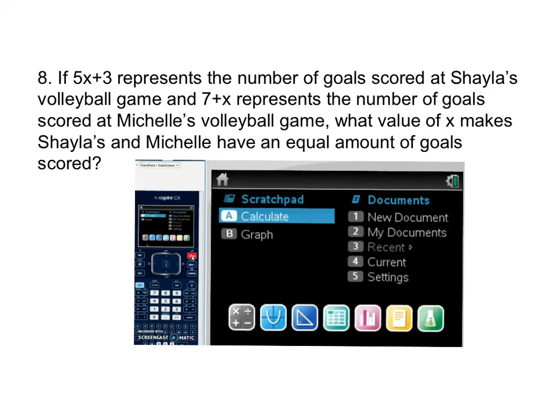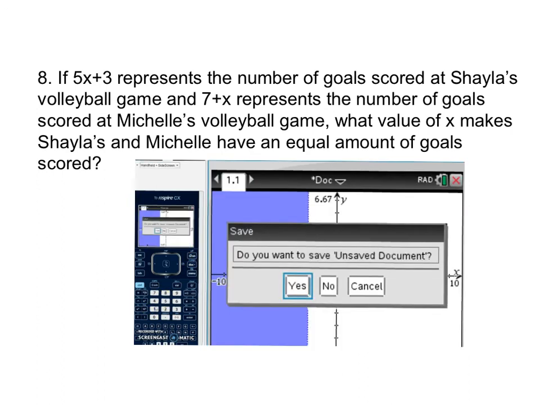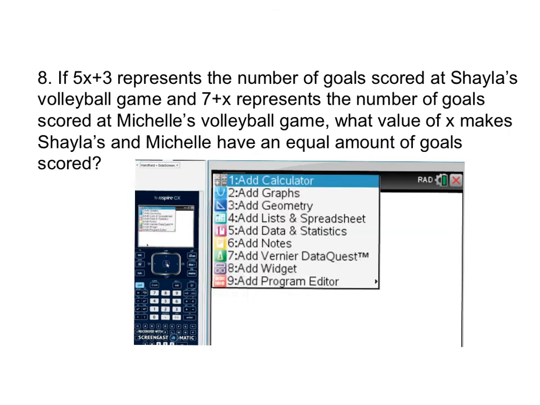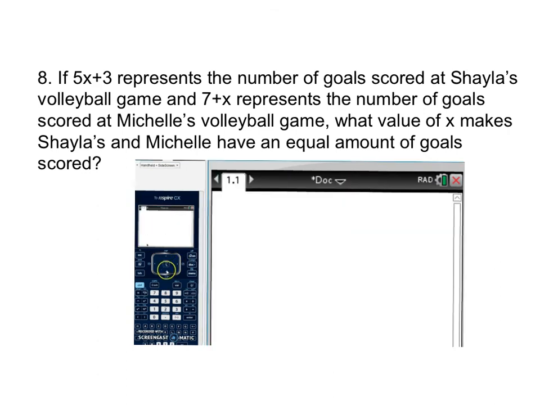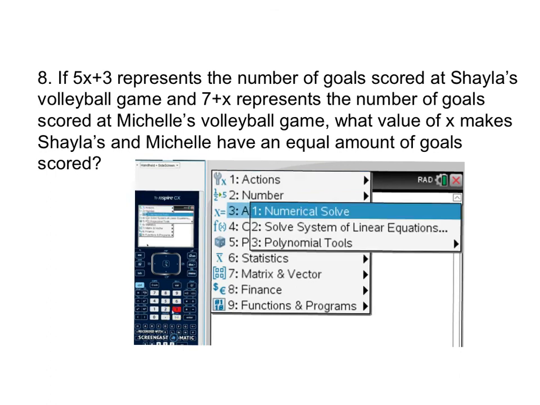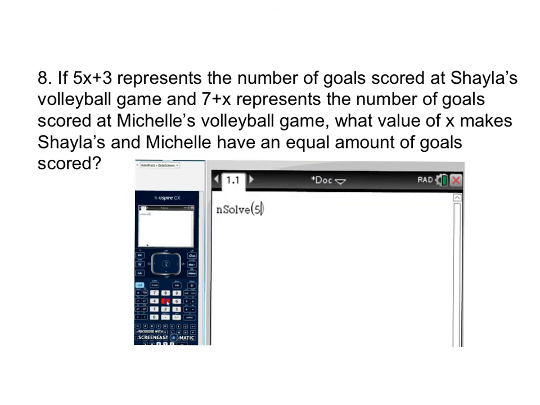So, like normal, you go to new document. I don't want to save. Calculator, menu, 3-1. And we're going to type the equation, 5x plus 3 equals 7 plus x. I'm going to put comma x and then enter. So I get 1. So the amount of goals is 1.